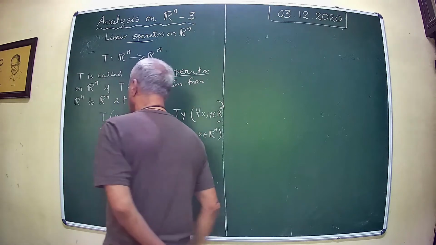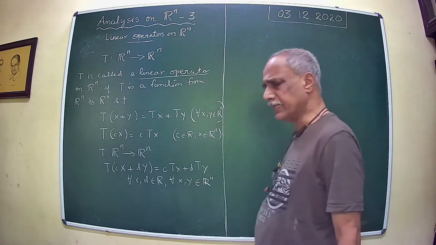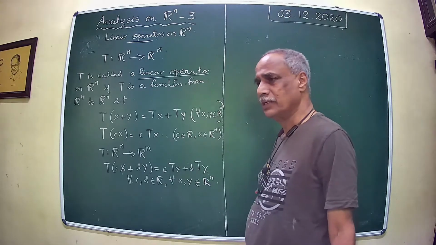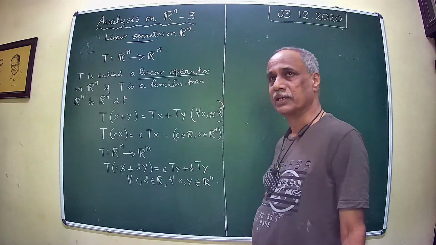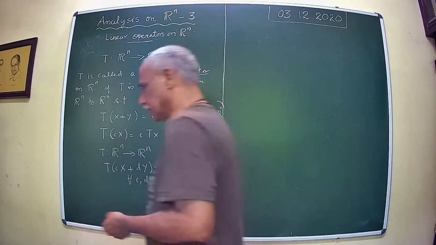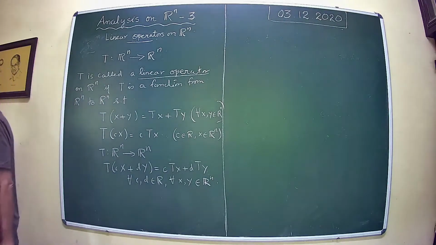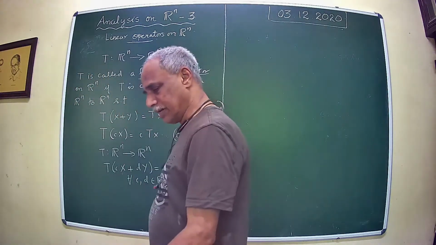Sometimes it's also called simply a linear transformation from Rn to Rn. But a linear transformation from Rn to Rn is quite often referred to as a linear operator. The moment you say it's a linear operator, the range is already specified. So that's the convention that you choose.